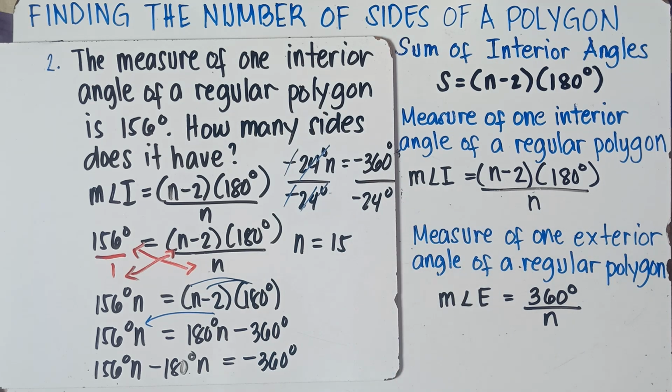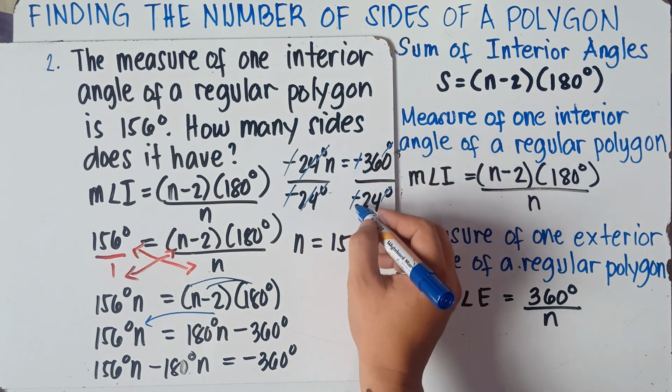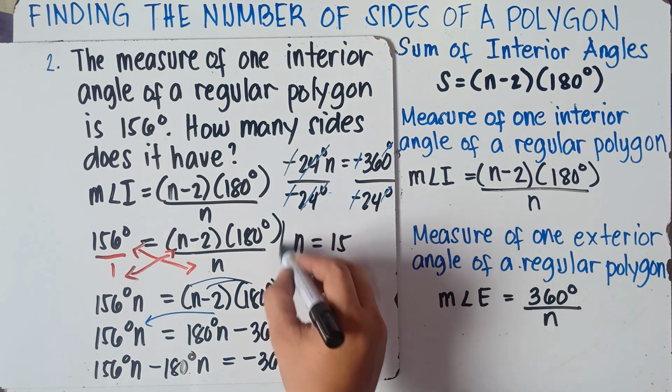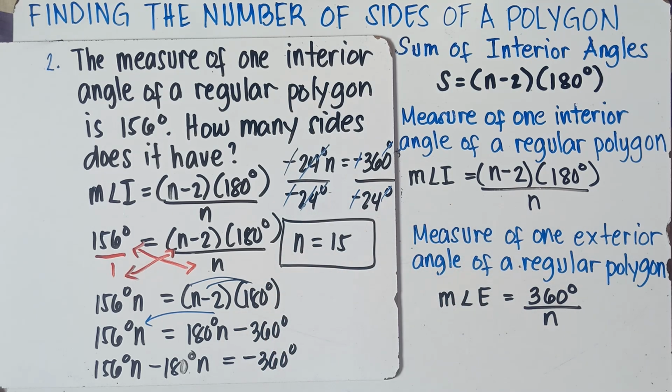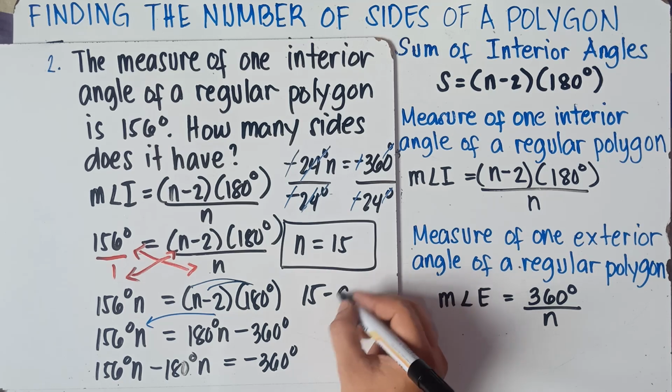Cancel degrees, class. Do not forget to cancel degrees. And then cancel the negative sign. Negative divided by negative is positive. That's it, class. All set. So you can name this one, class, a polygon with 15 sides. That would be a 15-gon.